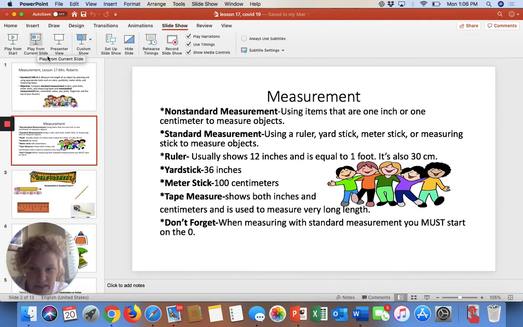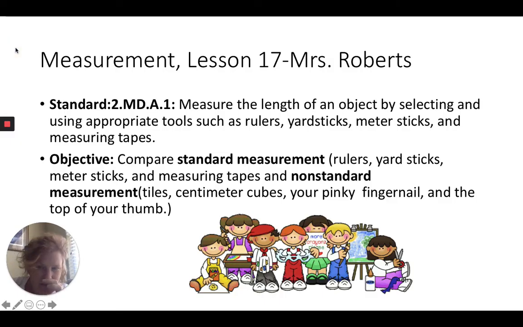This is new to me, so I'm trying to get this started where you can see what I see, and I'm having some issues here, but I finally got it. Yay! Yay me.